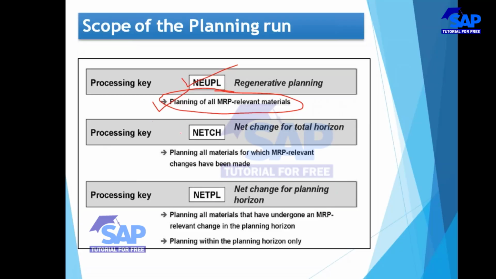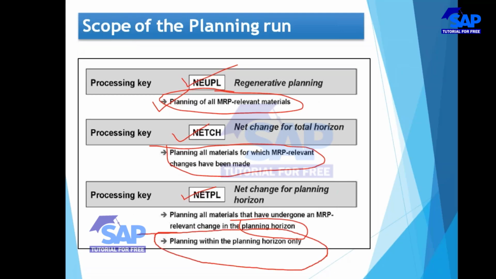Okay. Now next one is NETCH. It will plan only the materials which have undergone MRP relevant change. That means it will check for the planning file entry. Okay. Now the other one is NETPL. NETPL means it will plan all the materials but which have undergone a change in that particular planning horizon. Okay, so the planning will happen only within the planning horizon only.